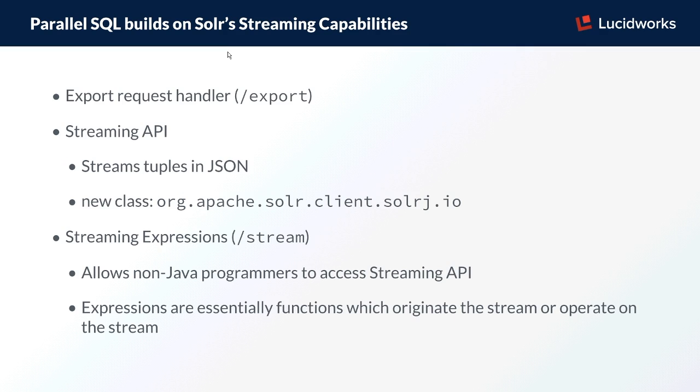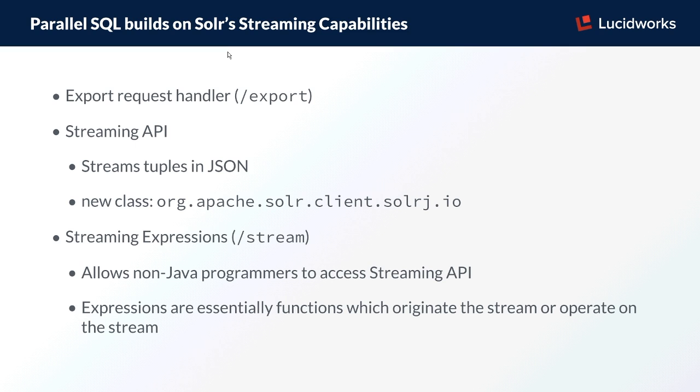So one of the things to understand when we talk about the parallel SQL feature is that it really builds on two features that are already available in Solr 5. One is the export request handler, and the other is streaming. The export request handler has been in Solr, I want to say, since 5.1 or 5.2, and it provides the ability to stream sort an entire result set. This can be used with large result sets to export them out of Solr.